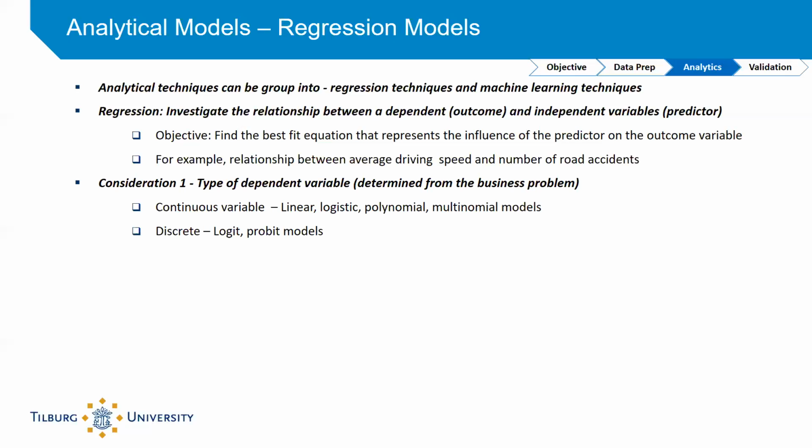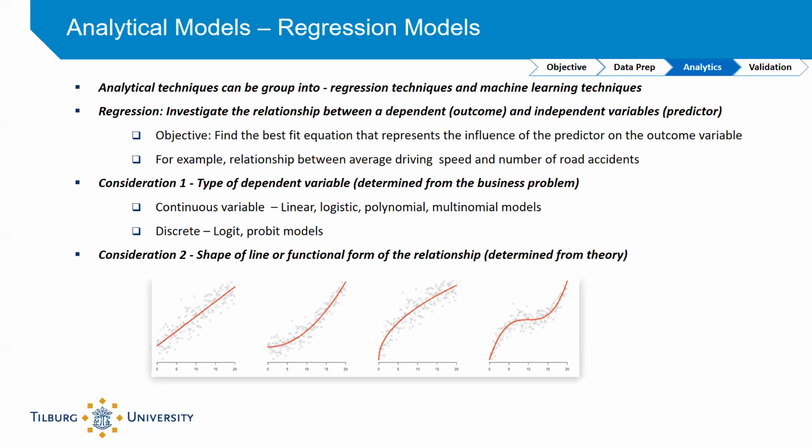The first consideration you have when you're trying to build a regression model is the type of dependent variable. This dependent variable could be continuous or it could be discrete, that is, it has just 0 or 1 value. In our example, the dependent variable is the number of road accidents, and it is a continuous variable because it can be 1, 2, 3, or whatever.